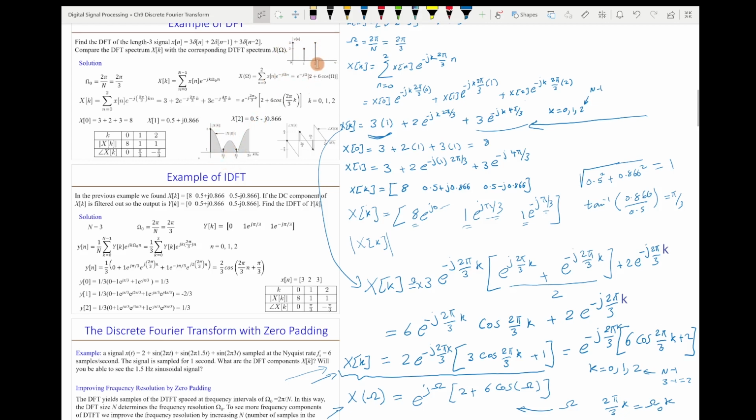But if I don't have the original signal anymore, and I only have these 3 samples based on the sampling theorem, then all I have to do, if I want the frequency resolution here, omega 0, to be much better than 2 pi over 3, so much smaller, like 2 pi over 6, that means N should be 6.